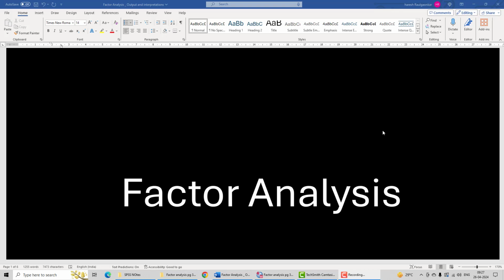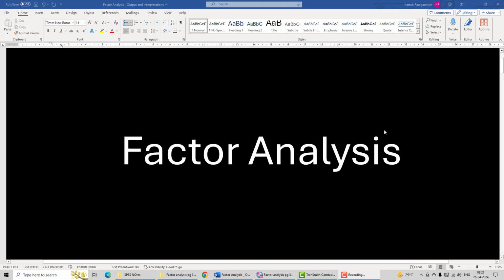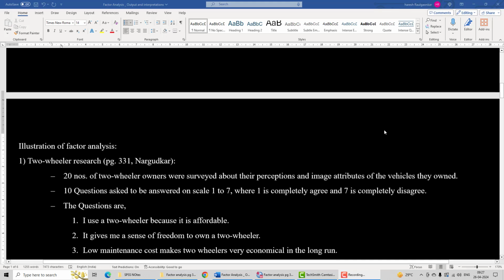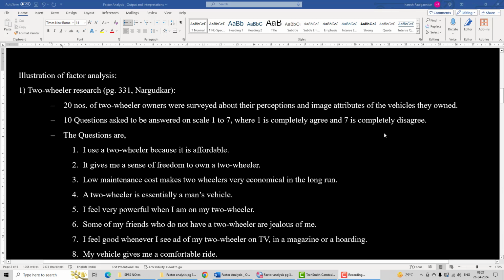Hello students, today we are going to see factor analysis. For this we have taken an example from Nargundkar, and it is about two-wheeler research. So 10 different questions are asked to 20 two-wheeler owners, and they have to respond on a scale of 1 to 7.